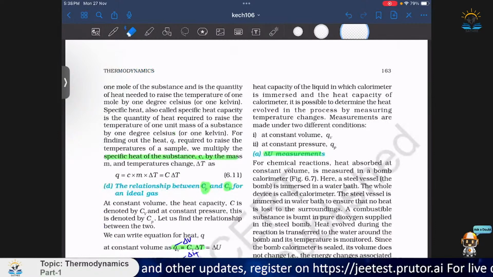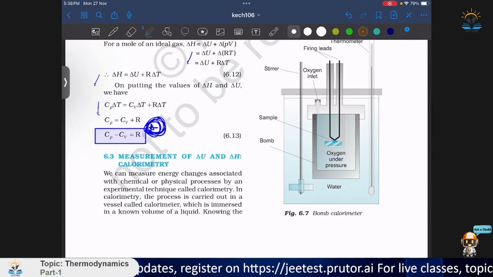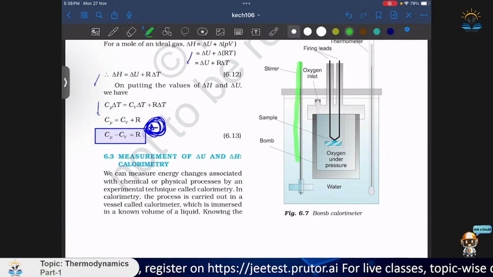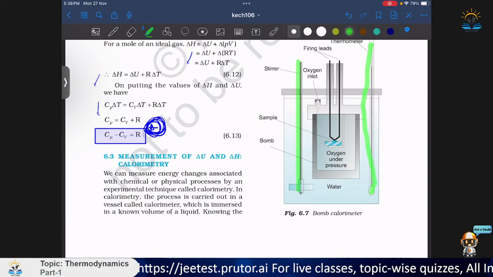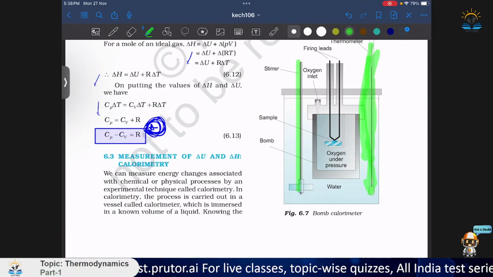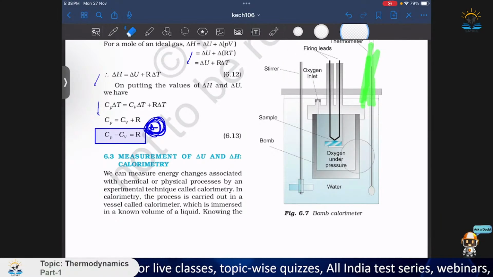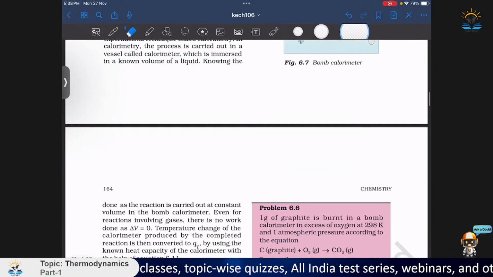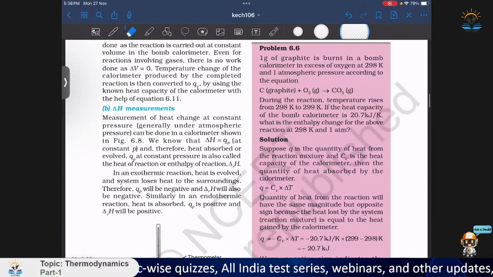All this change in temperature of water will be recorded by this thermometer. We have a thermometer here. This thermometer will record the change in temperature, and we can easily find out how much energy has been involved by using the heat capacity of the water, which we know.